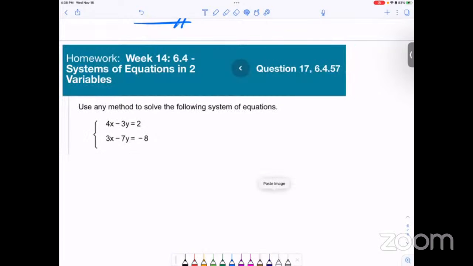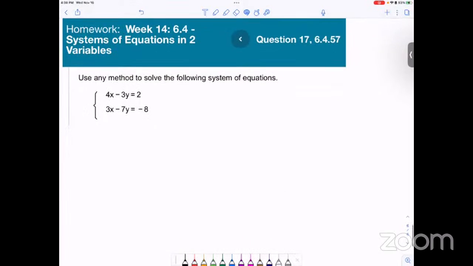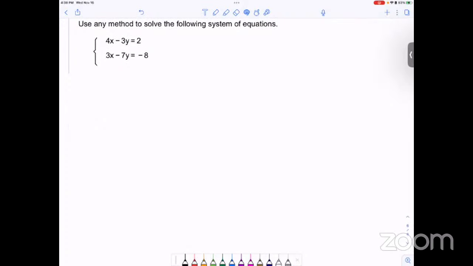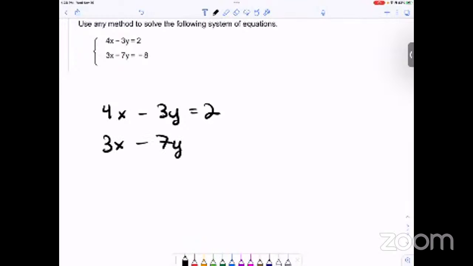All right, it says use any method to solve. I think I'm leaning more towards elimination. That looks like it'll be easier to do here. Let's start by getting a copy of the original. So we got 4x minus 3y equals 2, and 3x minus 7y equals -8, okay? To me, it looks like the x's are easier to cancel, so I'm gonna focus on the x's. The goal is to get them to have the same coefficients with opposite signs.